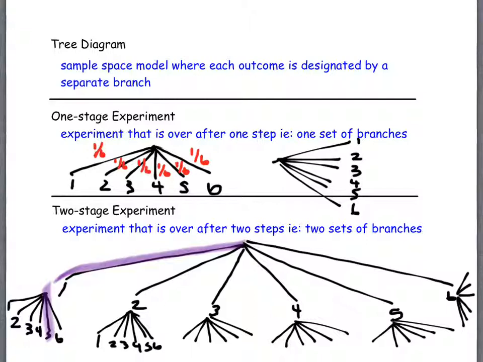On this one, they are both 1/6 because it's 1/6 everywhere. So if I wanted to know the likelihood of this particular branch, I'd simply multiply 1/6 times 1/6 and I would get 1/36.